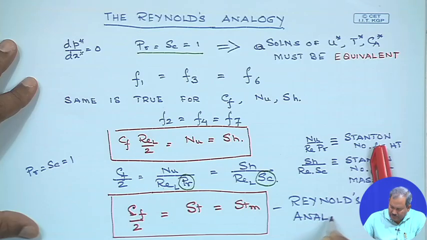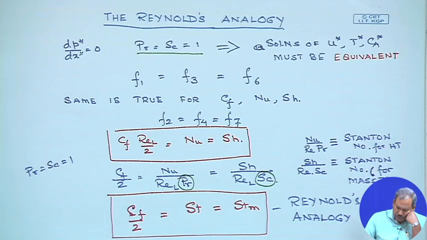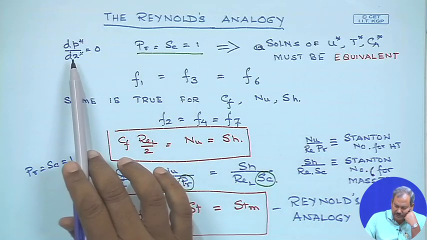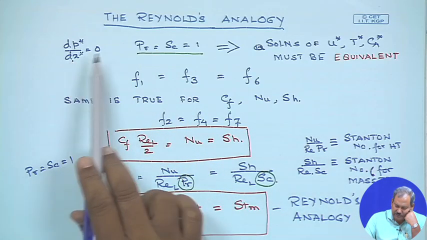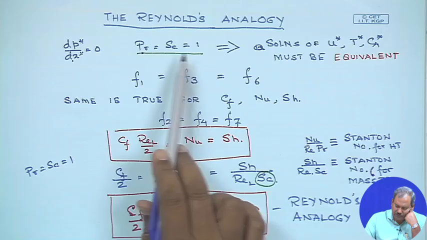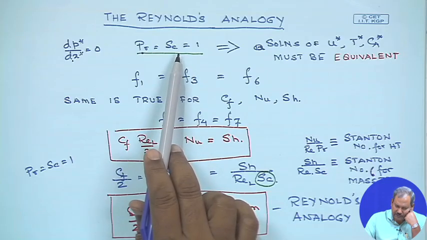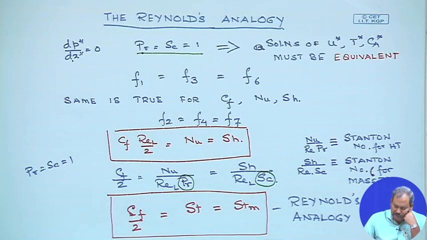that can be used when you have this condition dp dx equal to 0, Prandtl number equal to 1 and Schmidt number equal to 1. So, this analogy relates the key engineering parameters of velocity, thermal and concentration boundary layer. So, the significance of this simple relation is enormous.